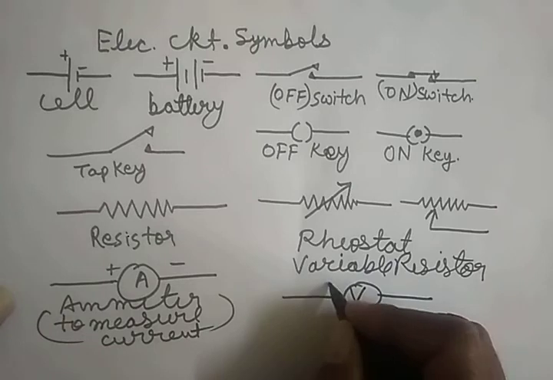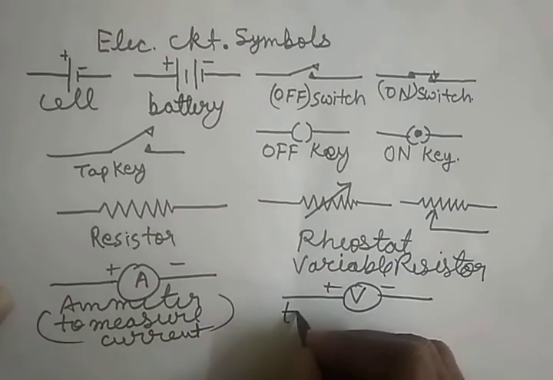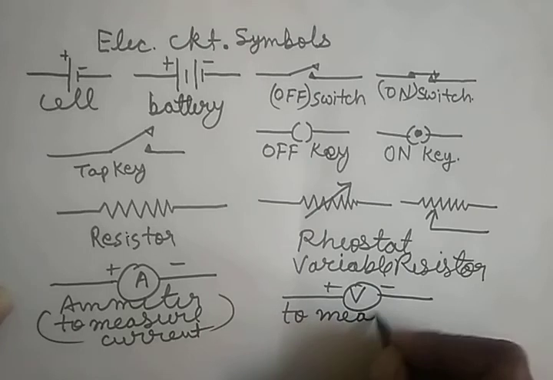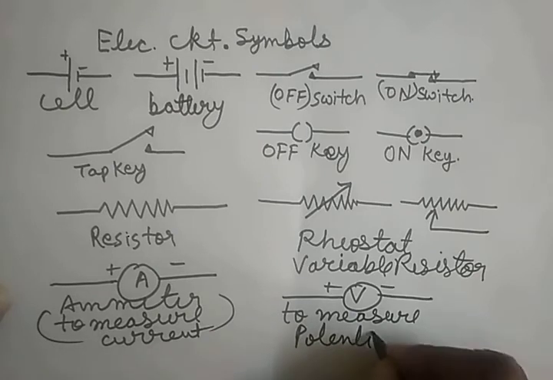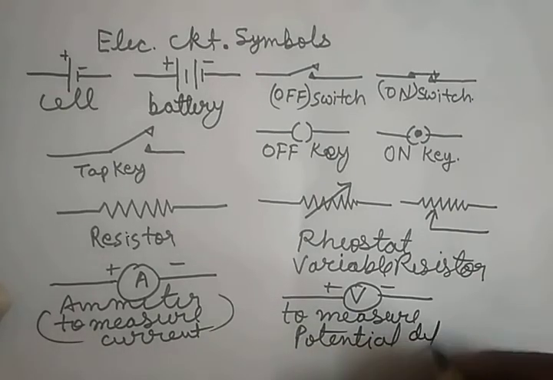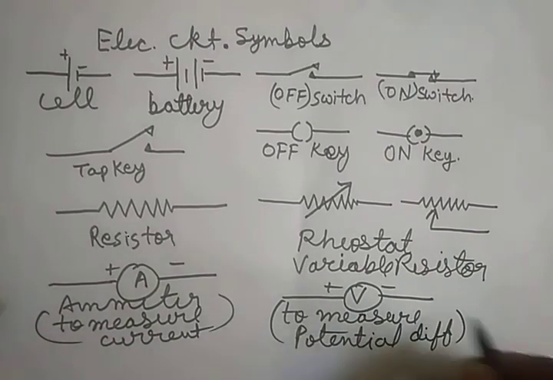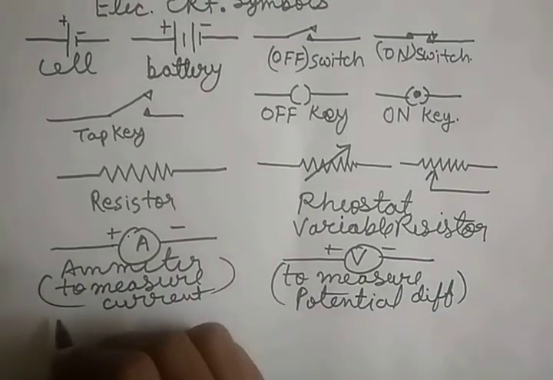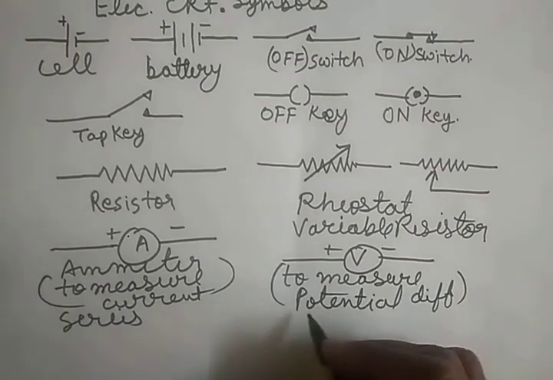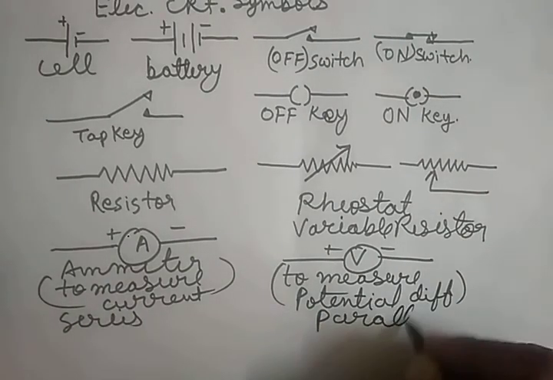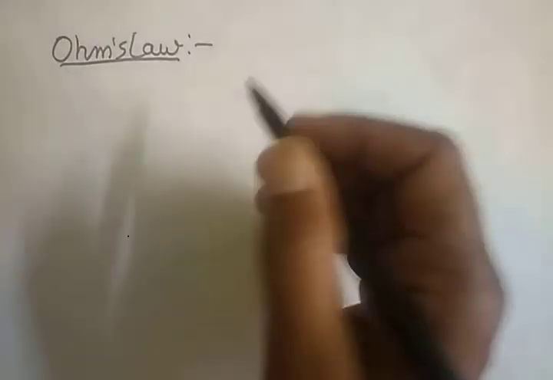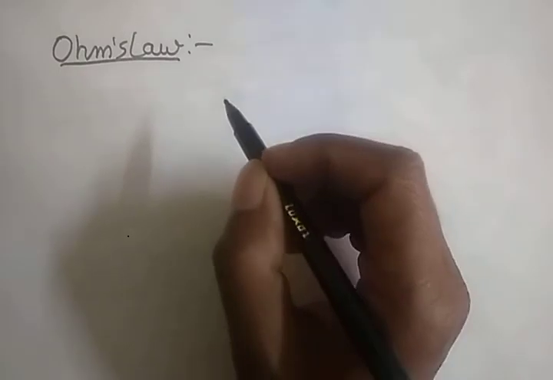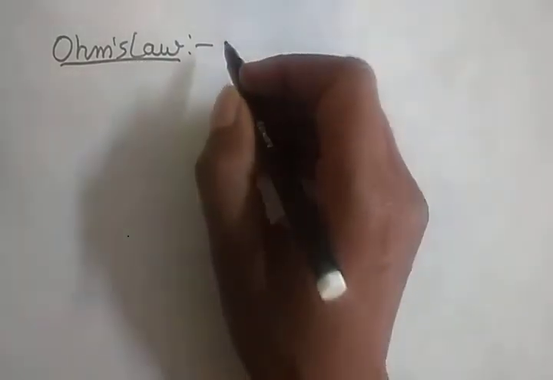So I hope you are getting it. It is used to measure voltage, but we will use the term potential difference. And see, ammeter is connected in series combination, and voltmeter is connected in parallel combination. Parallel means laterally. I will explain it in the upcoming diagram. Next is Ohm's law. Now what is Ohm's law? Ohm's law is the relation between current and potential difference.